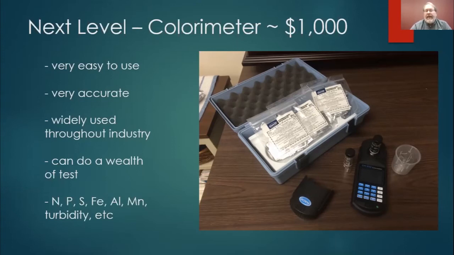So then you just need to buy the reagents for the test. The reagents are not inexpensive, but they're usually $30 to $40 for the reagents, and that's for 100 tests, usually for each reagent. So the colorimeters are actually a really great resource.